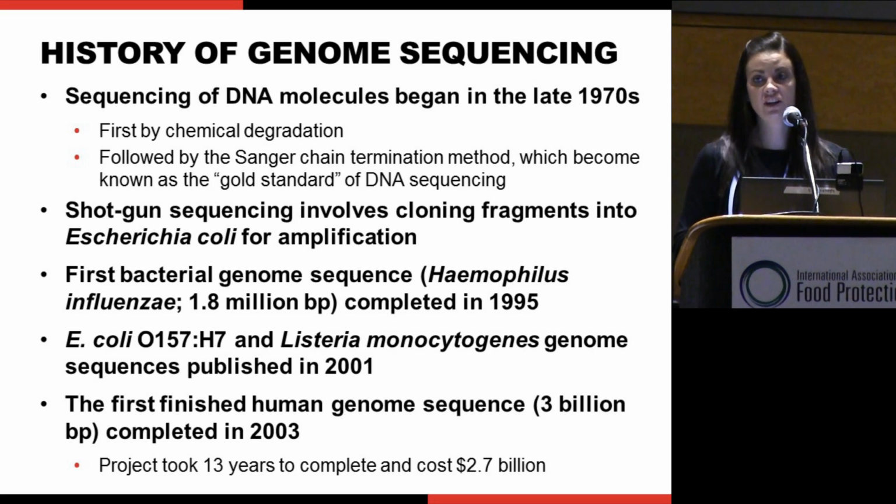The first bacterial genome, Haemophilus influenzae, was sequenced in 1995. The genome size was about 2 million base pairs. And just to put things into perspective, my first semester of graduate school is when the first Listeria monocytogenes genome sequence was published by the Pasteur Institute from France, and that was basically sequenced using the Sanger method. So that opened up a world of opportunities for us.